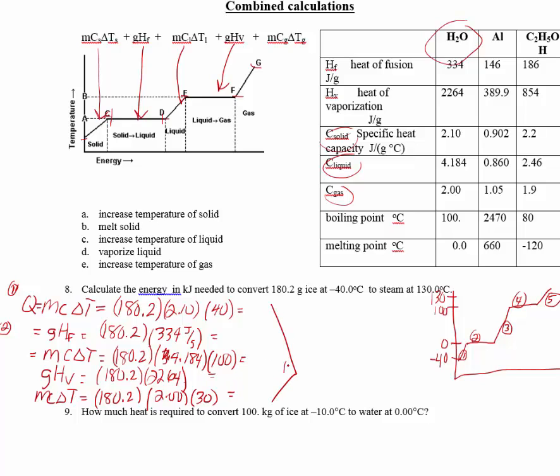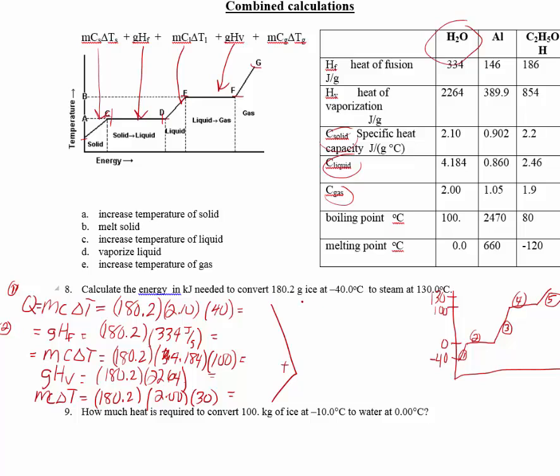Now I'm going to take the calculator, and the order of operations will take care of all of this. So if you don't use parentheses, you just have to enter 180.2 times 2.10 times 40 plus 180.2 times 334 plus. So just do each one, order of operations.